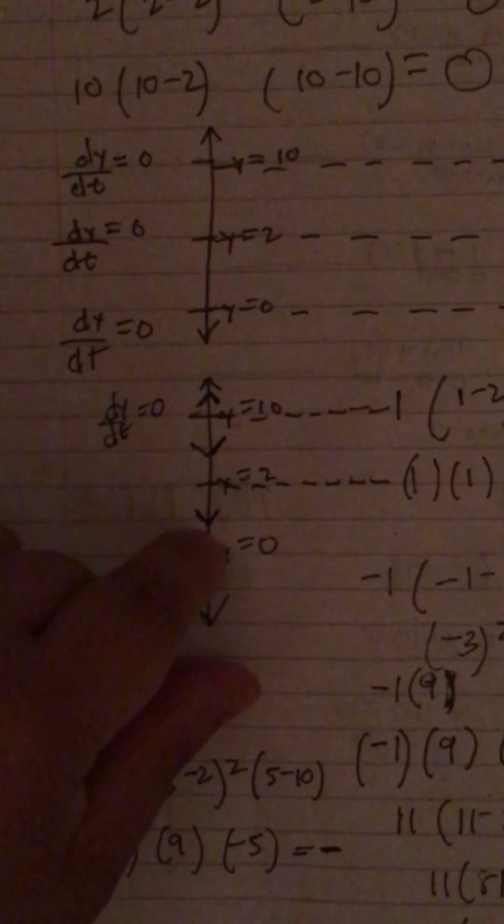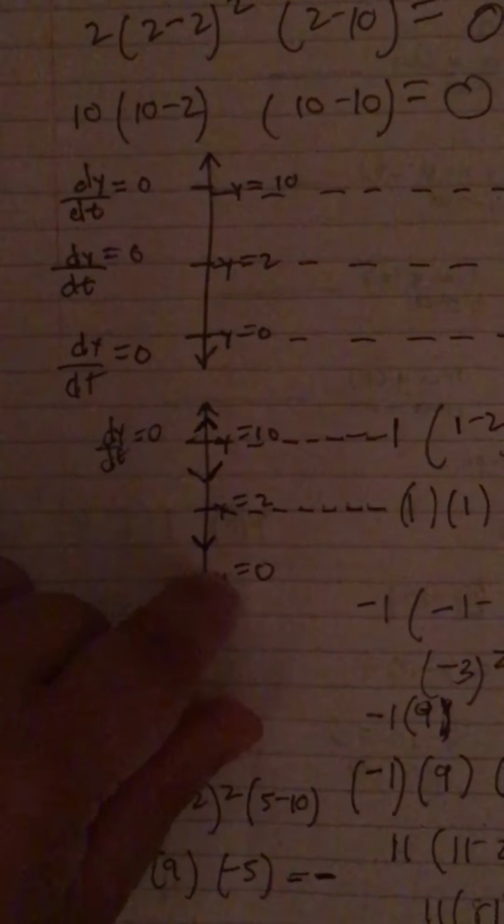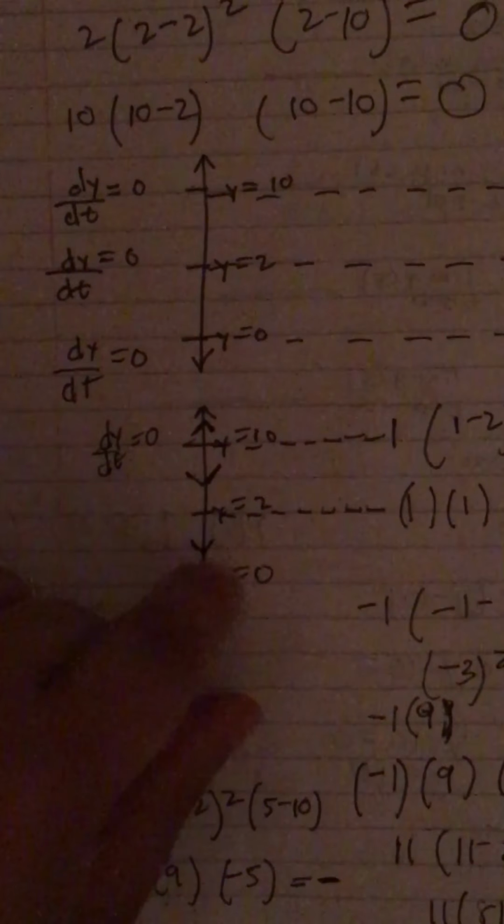Any number between 0 and 2, we see that it's decreasing. So any number non-inclusive of 0 and 2 between those two numbers will be heading towards 0. And any number below 0 is heading towards y equals 0, not including 0.